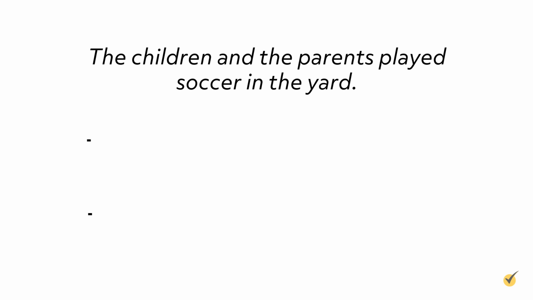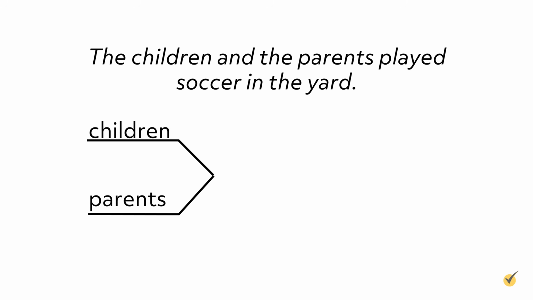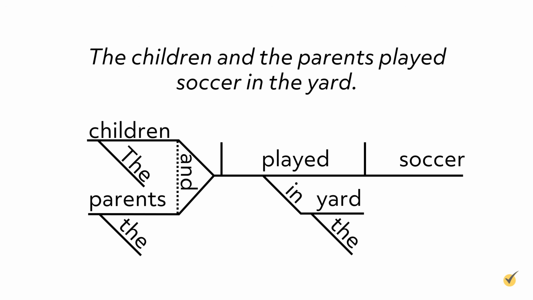Create 2 horizontal lines for the 2 simple subjects, children and parents. Use diagonal lines to connect them to the line where the simple predicate or verb begins. Draw a dotted line connecting the 2 simple subject lines and write the conjunction and on this line. Add the remaining parts of speech as you would in a sentence with a single subject.